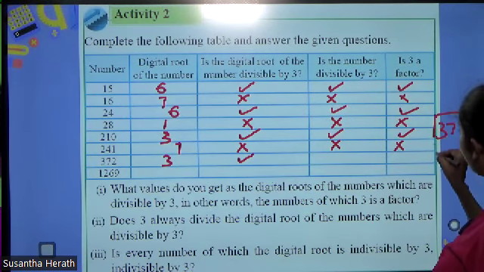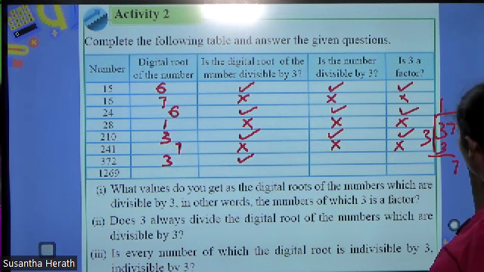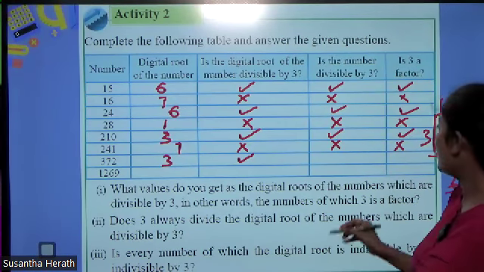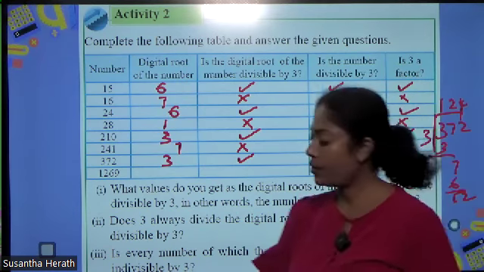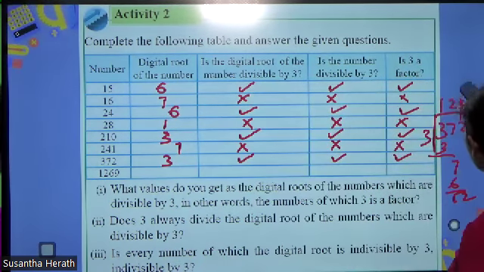Can we divide by 3? Here, 1, yes, 2. For 12, 4. Then without remainder we can divide. Yes, that is correct. Then 3 is a factor of that number.